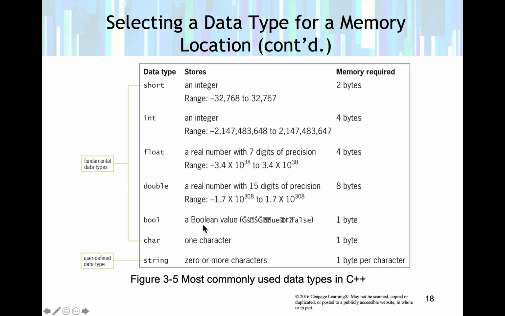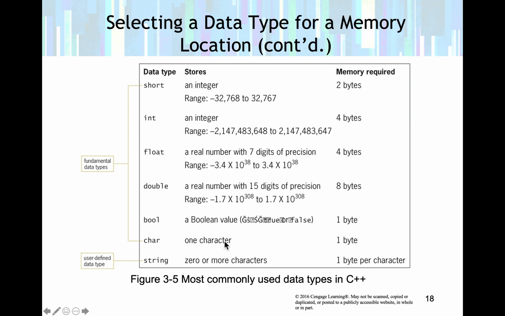Then we have booleans. A Boolean is a true or false value, so it would be a 1 or a 0. So 1 and 0 are true and false, and Boolean is 1 byte. We typically use Booleans, for example, if we say, okay, if he pressed enter, is that true or false? Did he press enter or not?